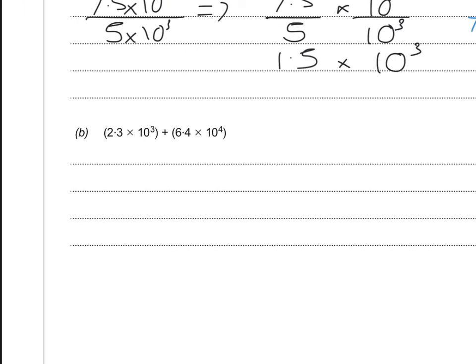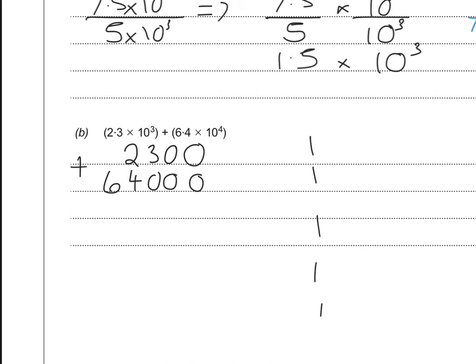2.3 times 10 to the power of 3 plus 6.4 times 10 to the power of 4. There are two ways you can do this question, so I'm going to split my page in half and talk you through both of them. The first way to do it is to convert both numbers from standard form into ordinary form, do the addition, and then convert back. So 2.3 times 10 to the power of 3 is going to be 2,300. 6.4 times 10 to the power of 4 is going to be 64,000.